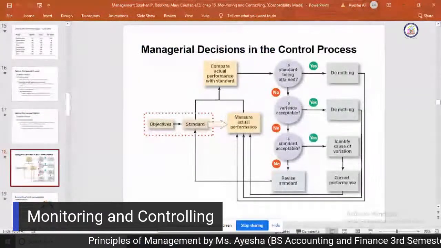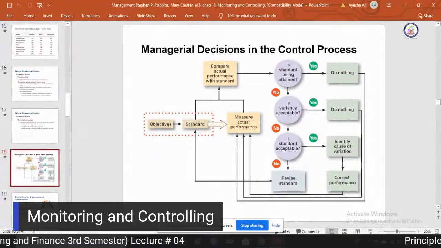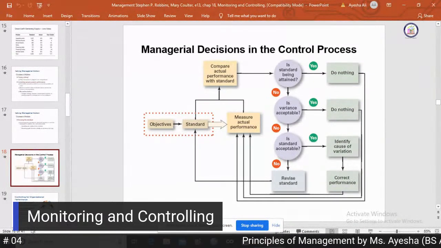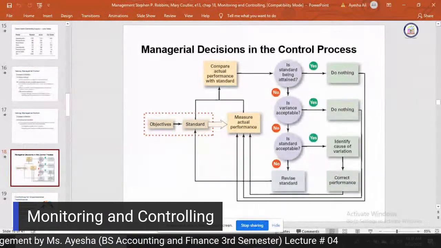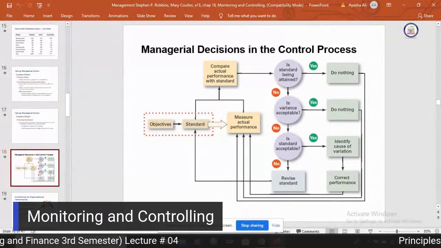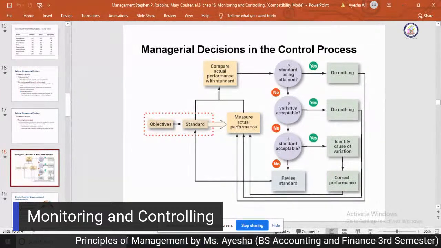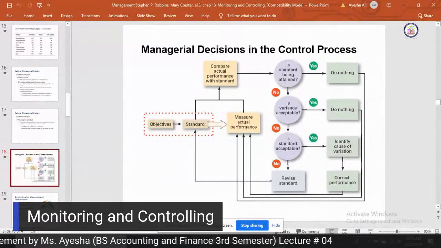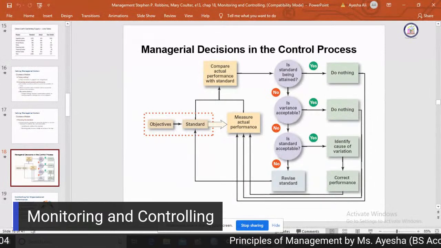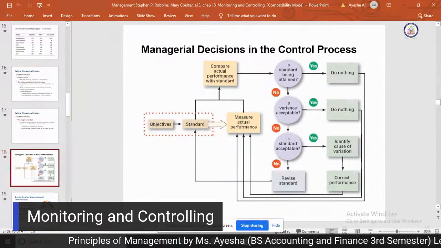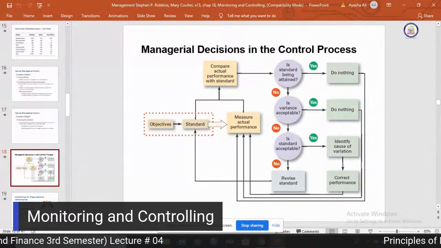Then we have the diagram, managerial action in the controlling process. The first one is objective. Objective is basically the desired outcome and targets, and then we set some sort of standard, and then we have measuring the actual performance. So we measure the actual performance, and then we compare the actual performance with the benchmark, and after it we will move on to the next arrows. Is the standard being attained? Whether we achieve our benchmark.